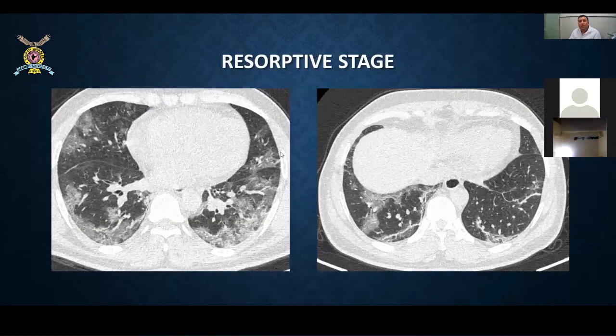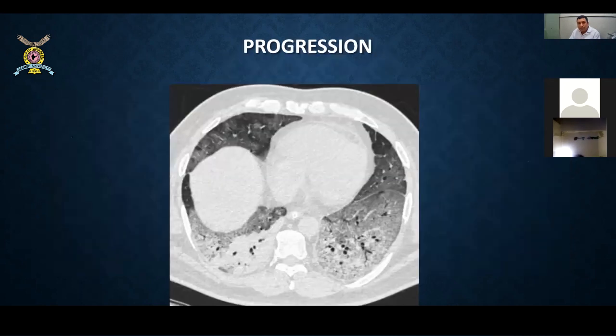In the resorptive stage or the recovery stage, you will see multiple subpleural bands or multiple parenchymal bands, which is nothing but the organization of the consolidation or the organization of the ground glass opacity, which is commonly seen in the late stage of the disease after 14 days. But if the patient progresses to ARDS, you will see the classical appearance of acute respiratory distress syndrome with typical involvement of bilateral lungs, basal consolidation with ground glass opacities.